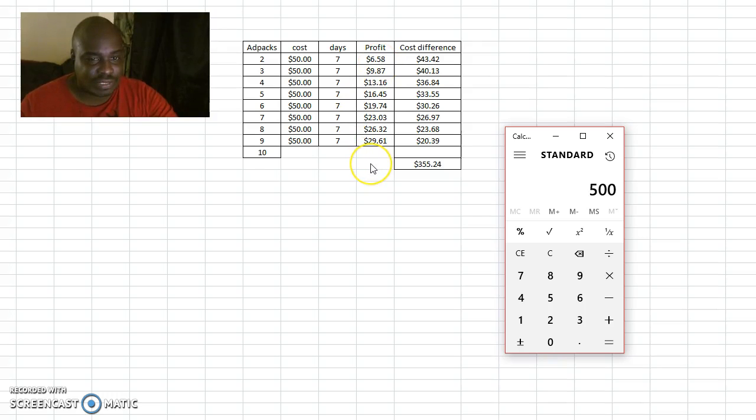So the cost difference that will appear in your account is $43.42. So all you have to do is deposit this amount of money. Then that way you could buy another ad pack. So you have three ad packs. It'll go on for 7 days. You'll end up with $9.87, and the difference is $40.13, and that's how you keep going.